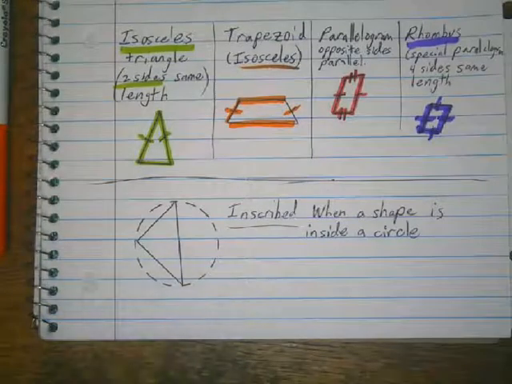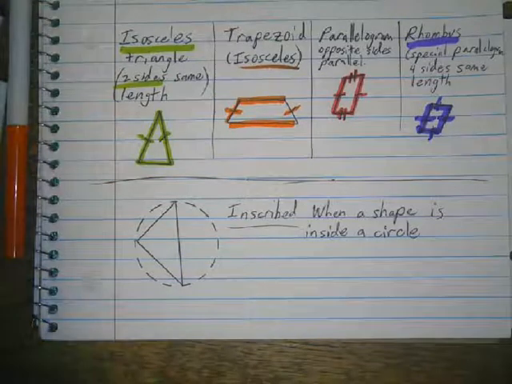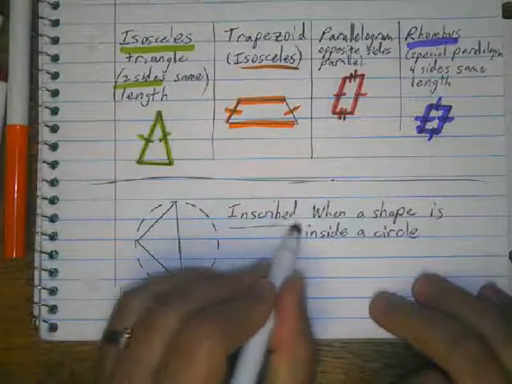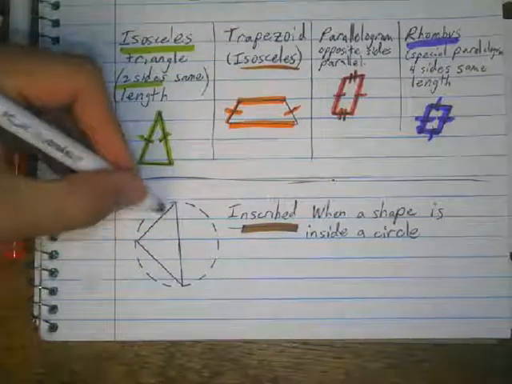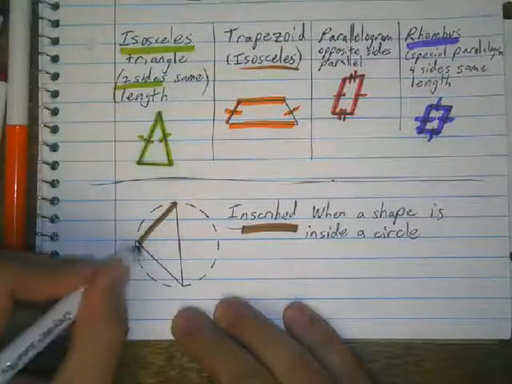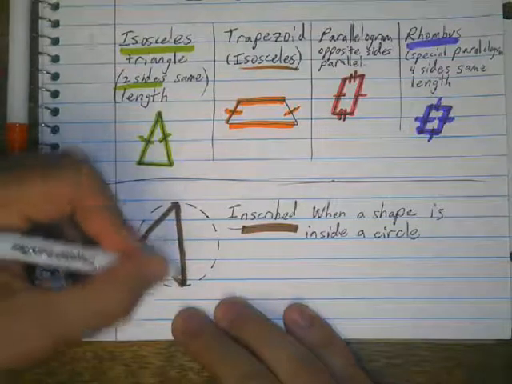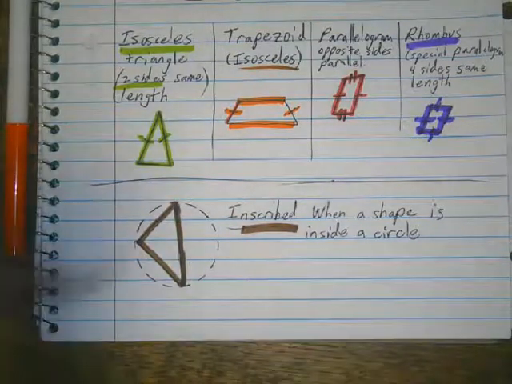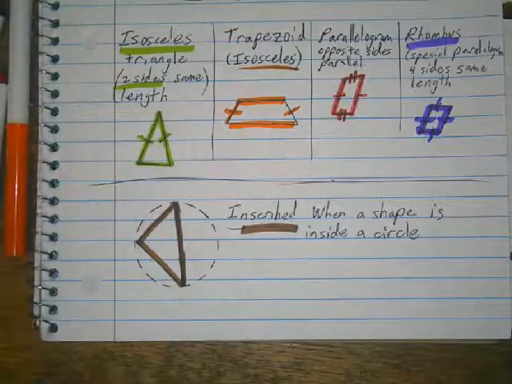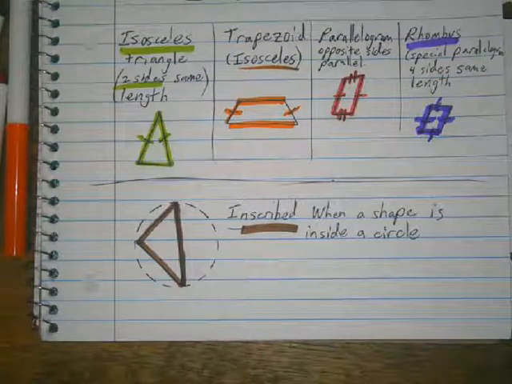And a final definition we're going to talk about is the word inscribed. So inscribed means when you have a shape that is inside a circle, and that makes it inscribed. Please replay this and hit pause in order to get all the notes carefully into your binder.